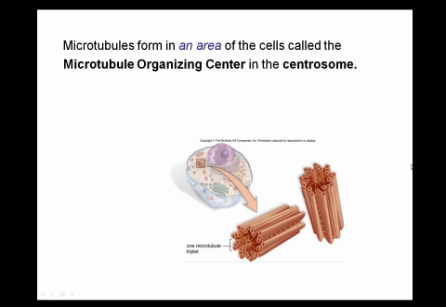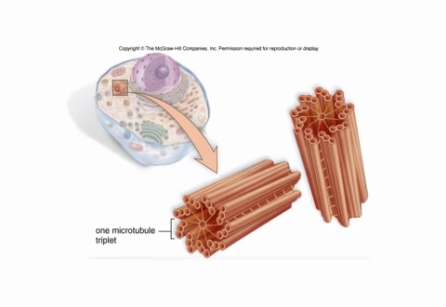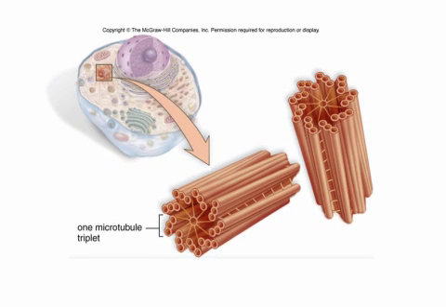The microtubules are constantly assembling and disassembling, and they originate in an area of the cell which is called the microtubule organizing center. That's usually found in the centrosome. Again, this is not really a structure. This is an area of the cell. The centrosome is usually very near the site of the nucleus, and inside the centrosome, this microtubule organizing center is where the microtubules originate and radiate out to various locations in the cell.